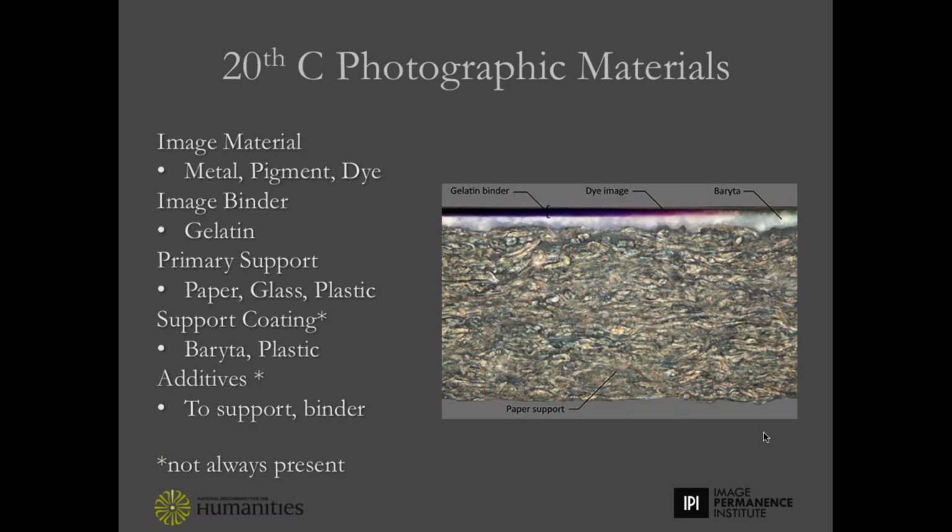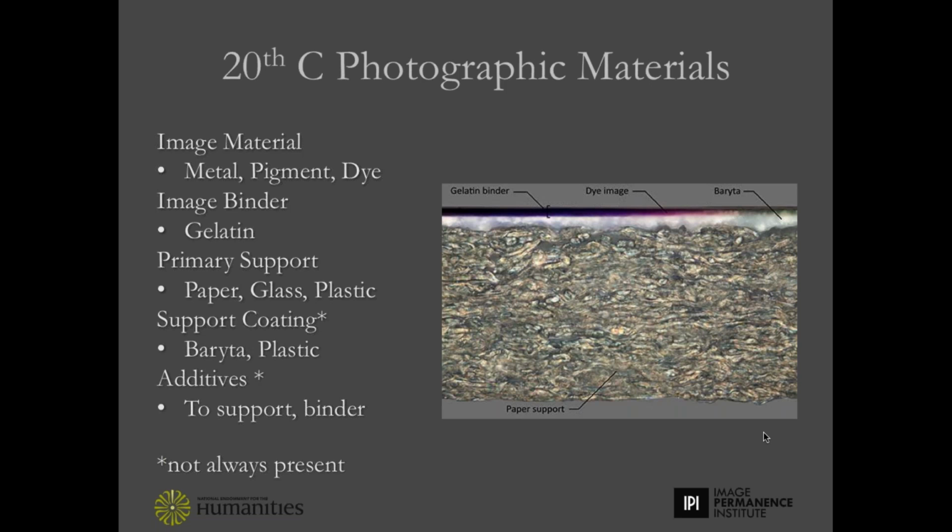So the supports that we see primarily are paper and plastic, as well as some glass, as we've already seen. The main use of glass was for gelatin dry plate negatives and positive transparencies. So mainly we're looking at paper and plastic.